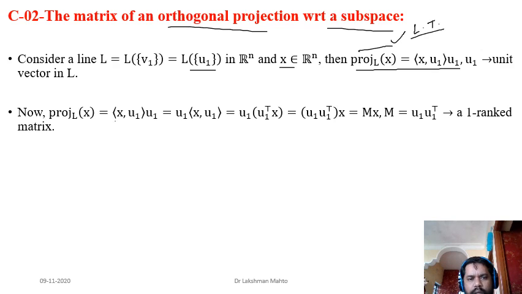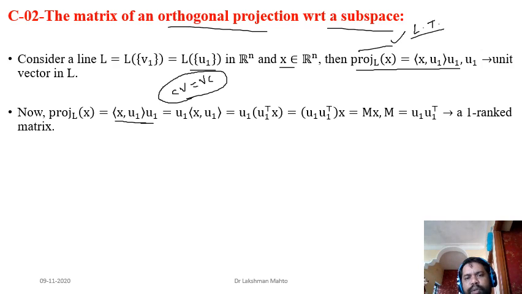u1 times the dot product of x with u1, in the direction of u1. And what we know is that a dot product is always a scalar quantity, so you can write the scalar on the left or right; it won't affect the result. So that's why I am writing u1 times the dot product, or inner product, of x with u1.